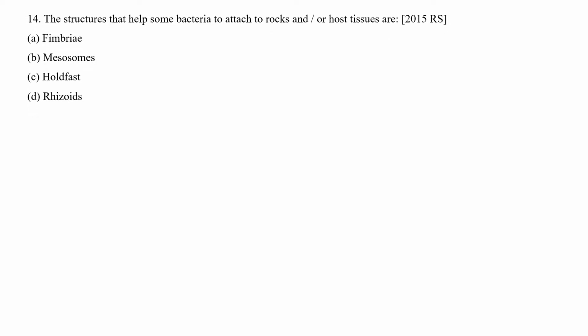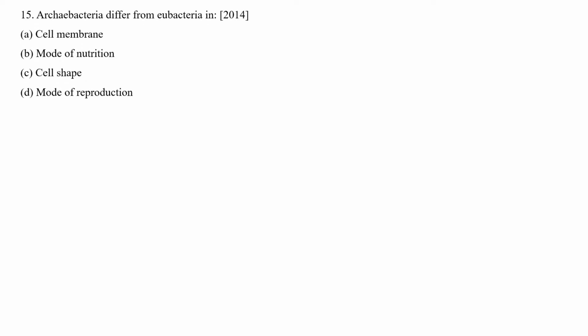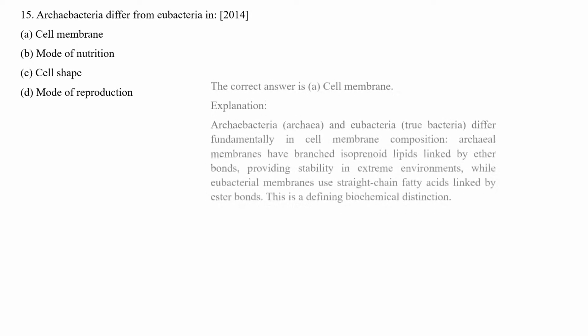So let's move to the next question. Archaebacteria differ from eubacteria in, and four options are given; you have to choose the correct answer. Option A, cell membrane; mode of nutrition; cell shape; and mode of reproduction. So the correct answer for this question is cell membrane.